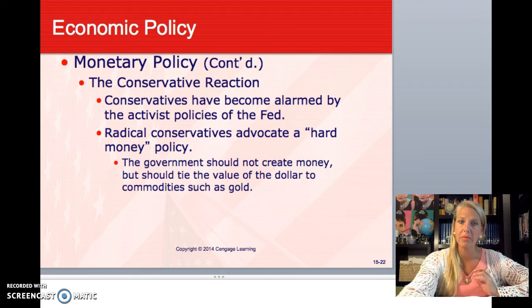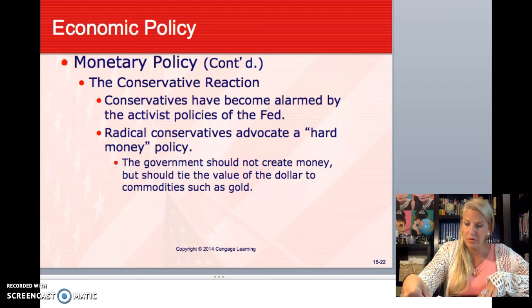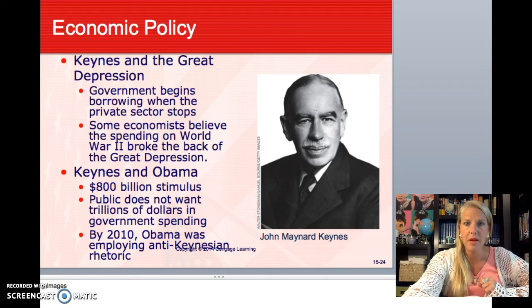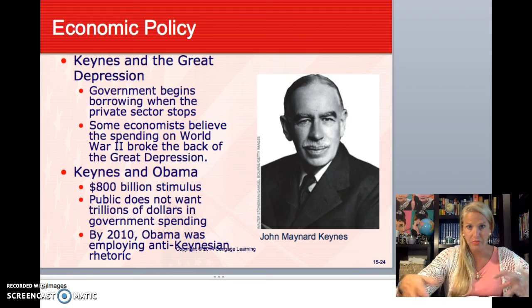Conservative reaction. Conservatives have become alarmed by the activist policies of the federal government. Radical conservatives advocate a hard money policy, which is completely tied to a gold standard or a silver standard. Okay. Fiscal policy, the use of changes in government spending and taxes to alter national economic variables. We're going to talk about this economic theory, Keynesian economics, that was proposed by British economist John Maynard Keynes, that is typically associated with the use of fiscal policy to alter national economic variables. So when there's a crisis, to do something about it.